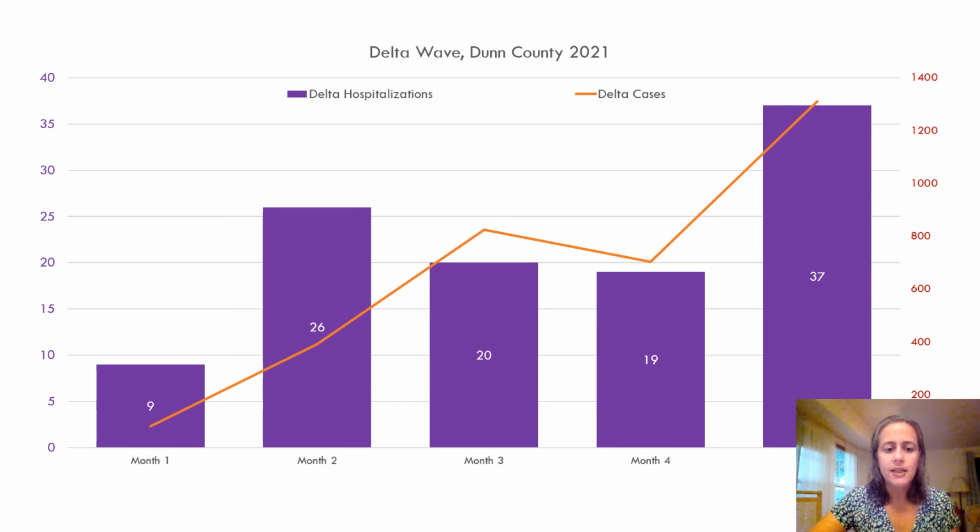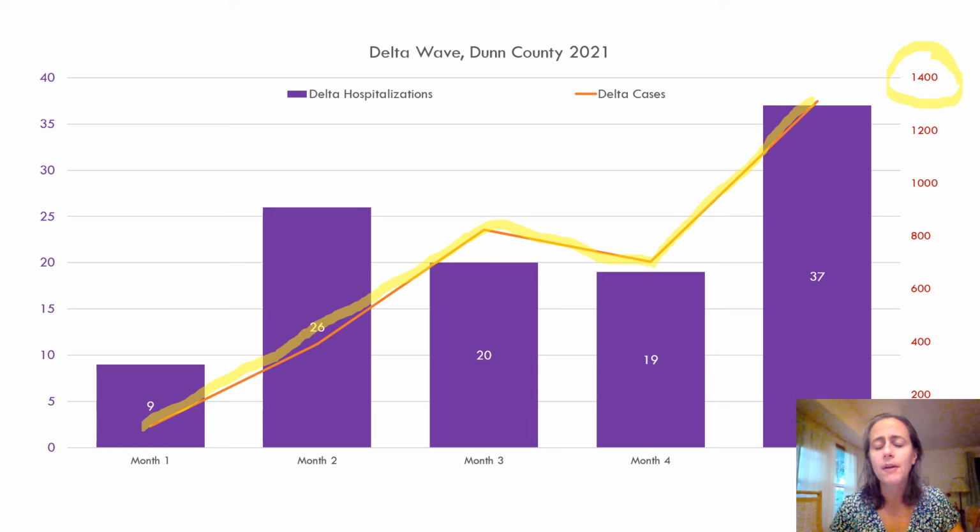So what you can see is it's a combination graph, so we have both a line graph and a bar or column graph. The line here is showing us the number of cases diagnosed in each month, and the axis for that is over here. You can see that in November there were approximately just shy of 1,300 cases, maybe 1,250 cases diagnosed in Dunn County. So we've got that axis over there.